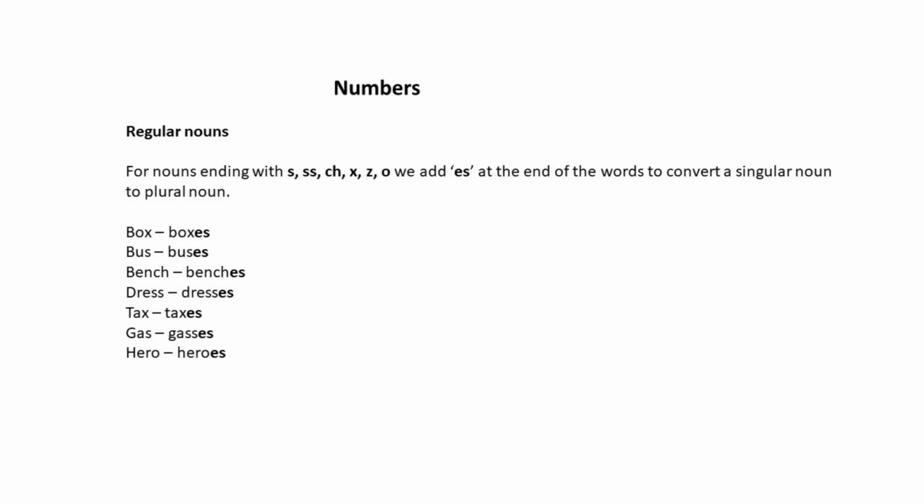The next word, look, it is dress. The word dress ends with a double s. So to write the plural form of this noun, I can add an es at the end. So the plural of dress will be dresses. Similarly, the plural form of the noun tax is taxes and the plural form of gas is gases. So all these nouns we just saw are regular nouns.